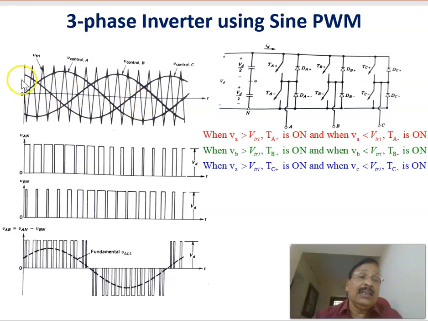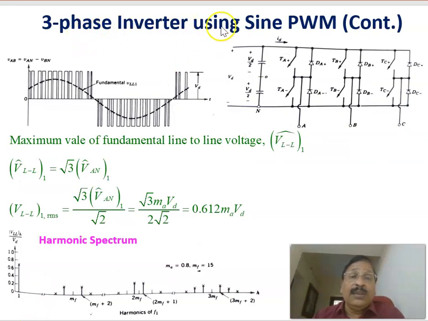Three modulating signals are there, 120 degrees apart. This is phase A, phase B, and phase C, and that is compared with the same triangular signal. And obeying this control law, we are getting the corresponding voltages VAN, VBN, and VCN. And to get the line voltages, VAN minus VBN will be VAB. Like that, you can get the line voltages.